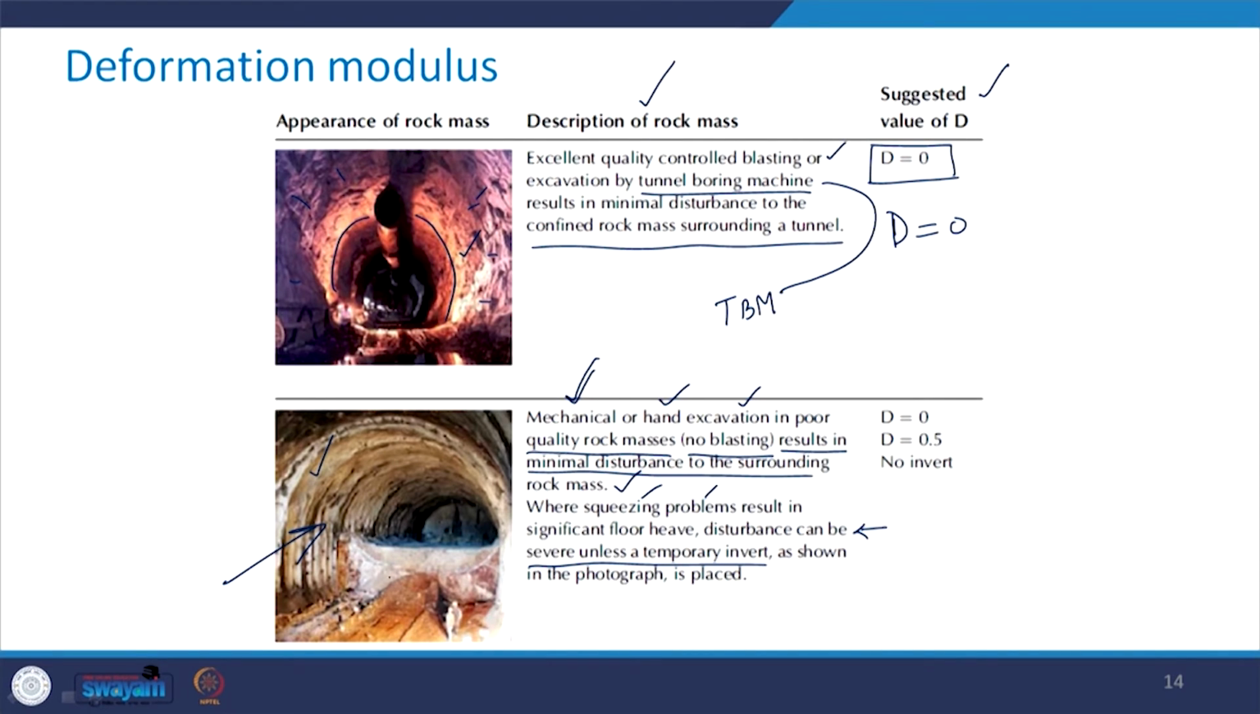So you see here that if this is the tunnel, the bottommost portion point is called as invert, and this one is called as crown. So, here you can see that the temporary invert has been placed here. So, in this case you will have the suggested values of D, maybe D equal to 0 or D equal to 0.5, and no invert case you will have D equal to 0.5.